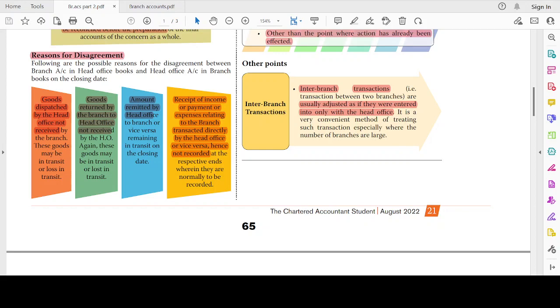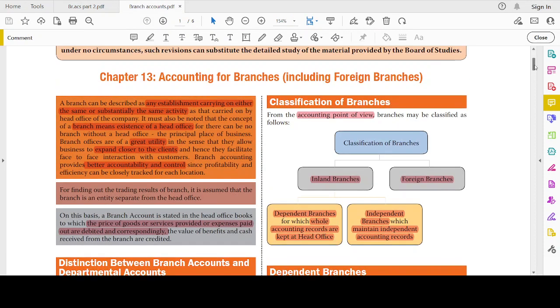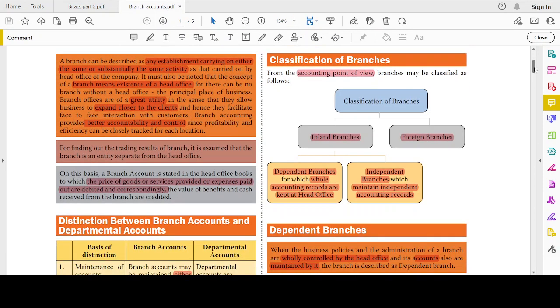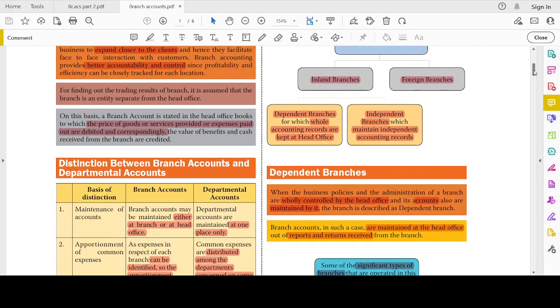Hi everyone. Let's continue with the concept of branch accounts. In branch accounts, we understood the meaning of a branch, and then we understood the difference between branch accounts and departmental accounts. Then we saw the classification of branches. Then we understood dependent branches.